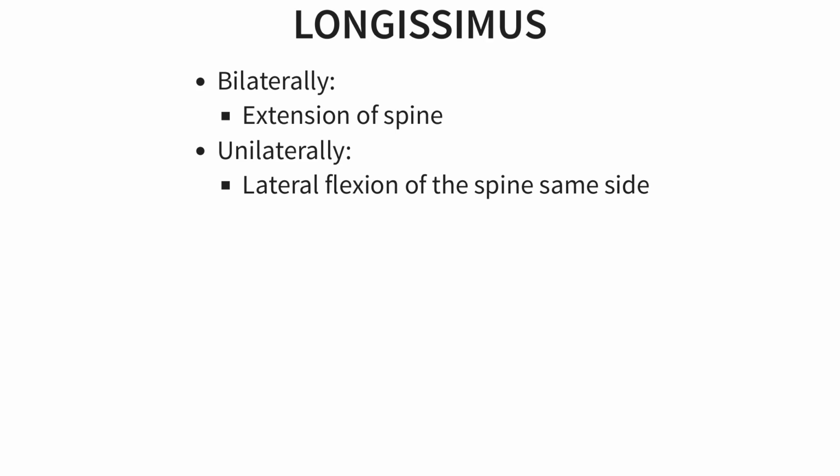The longissimus muscle is another component of the erector spinae group. It extends the length of the back and is pivotal in extending and laterally flexing the spine. This muscle ensures the spine's movement and stability.